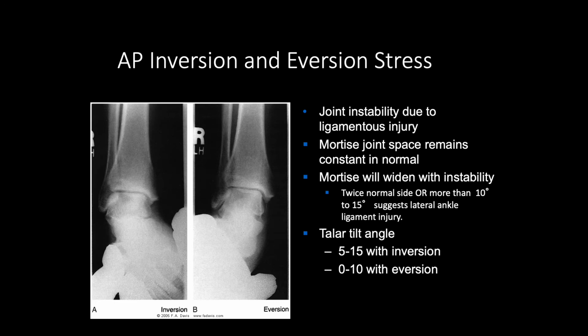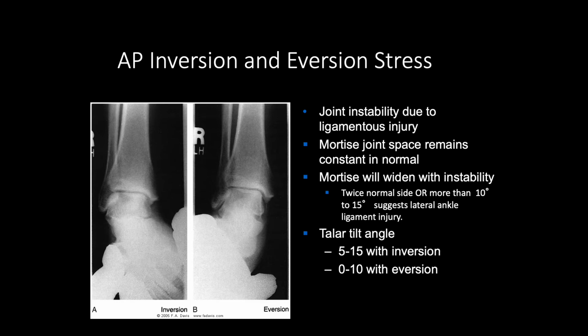Okay, then you can do inversion, eversion stress, particularly if you're looking for ligamentous injuries for the lateral ankle, probably more commonly than the medial ankle. But if you have a deltoid ligament injury, this is a really good one to look at to see if you have an avulsion fracture versus an actual ligament sprain. So you try to tilt it 10 to 15 degrees, usually of inversion, 10 degrees or so of eversion, to look at these, and really looking at joint mortise space and the spacing between the mortise and the tibia or fibula here.